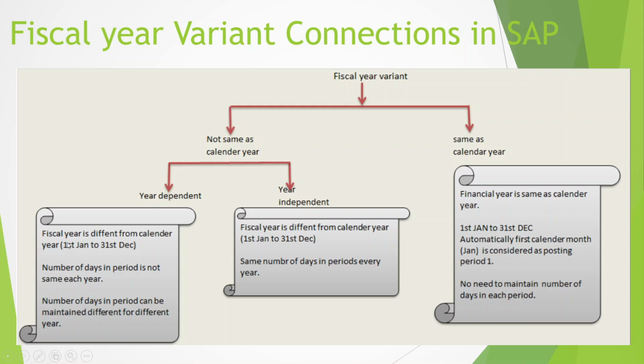Now coming to year dependent, the fiscal year is different from the calendar year. Obviously that is correct, because it is a non-calendar year. But the difference is that the number of days in a period is not the same in each of those years. That means year on year the number of days in a period will keep on fluctuating and changing, just like the stock market or the exchange rate. Next, the number of days in a period can be maintained differently for different years. That is why I was saying that for a year dependent fiscal year you will always have to maintain the fiscal year variant every year, and this will be part of your year end activity. You will have to do it year on year, but in case of year independent you have to do it only once.